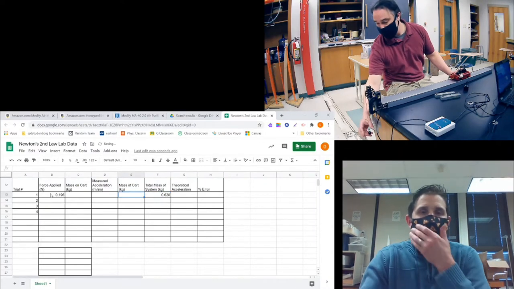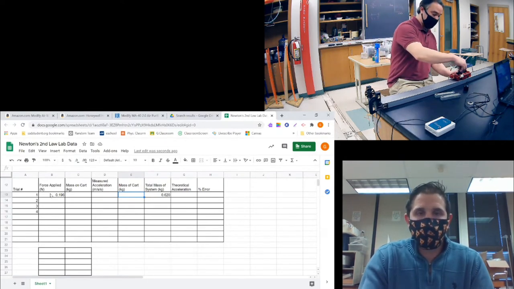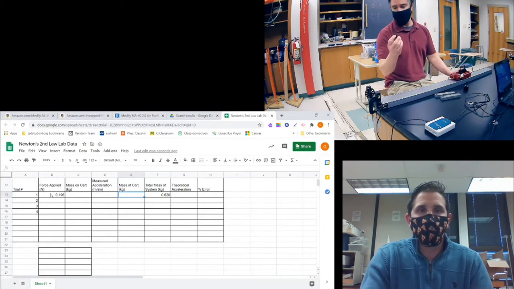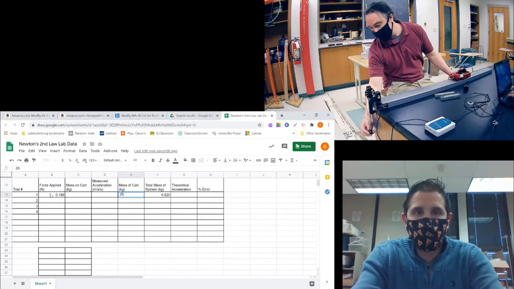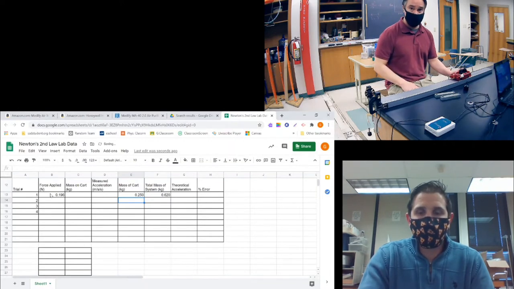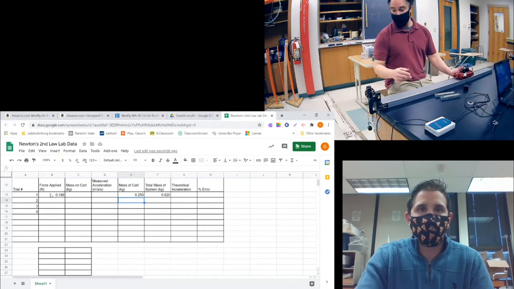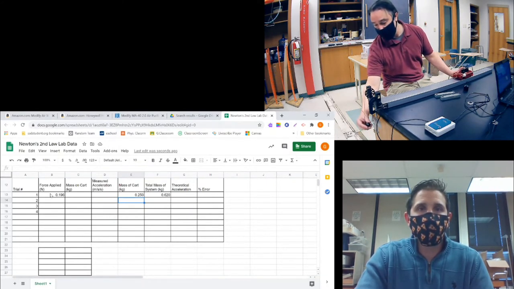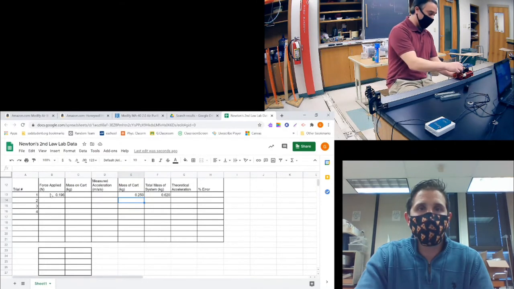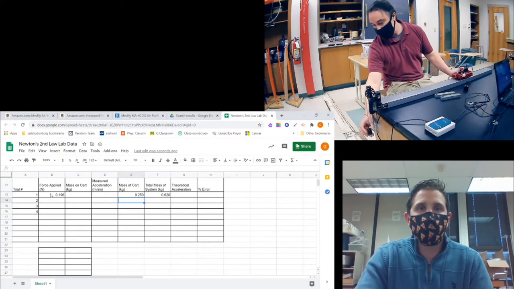But what will change with the second trial, in part 2 of the lab, is we're going to replace our 20 gram mass with our 50 gram mass. So now there's a new applied force, but the total mass of the system is the same. Once again, we're going to let it go. We're going to measure the acceleration. And so for part 2, trial 2, the mass of the system is the same, but we've changed the applied force.